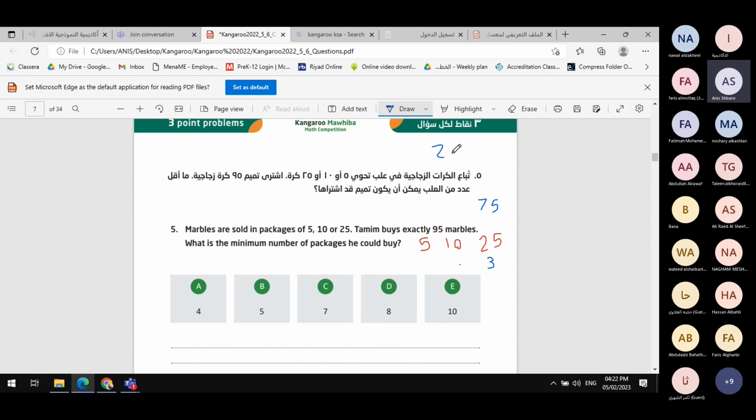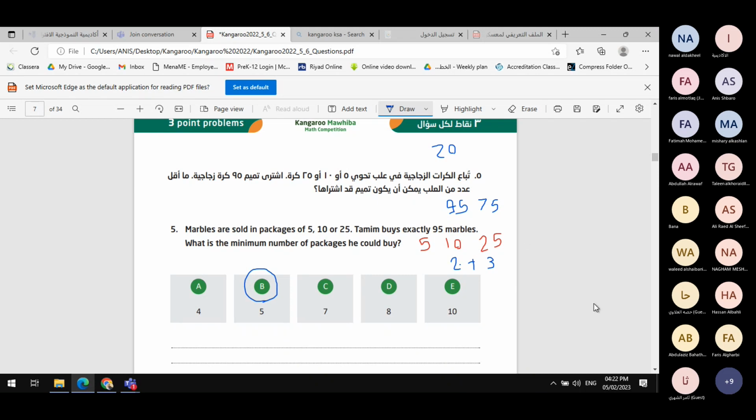Out of 20, how many packages can I take from 10? In other words, how many 10s? Yes, 2. So 3 packages of 25 marbles and 2 packages of 10 marbles will be 95. So what is the minimum number of packages? Of course, we're going to add those two numbers to get the answer 5, which is B. Thank you.